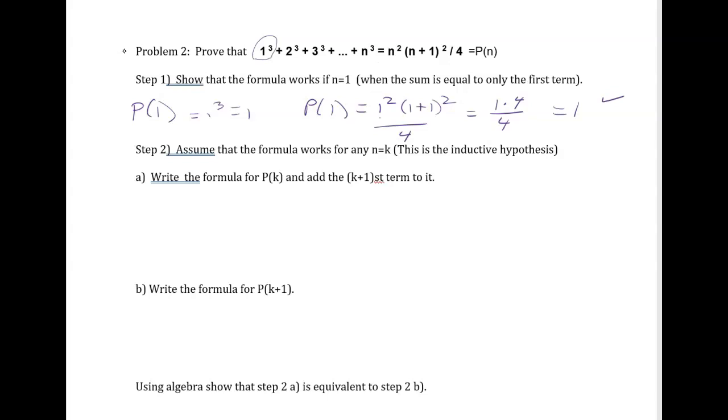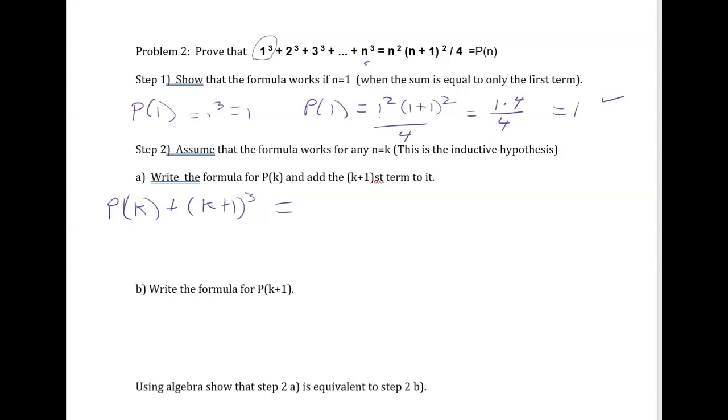You say, not true. And remember, when you're proving something, you're trying to verify it. You're trying to say it's valid or not valid, similar to what we did with truth tables and implications and arguments. So now I basically rewrite P of n, only I'm going to use k, and I have to add the k plus first term. Well, what's happening to each term here is it's getting cubed, so I have to add k plus 1 cubed.